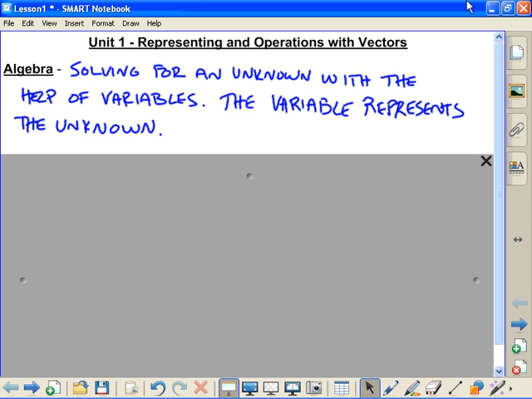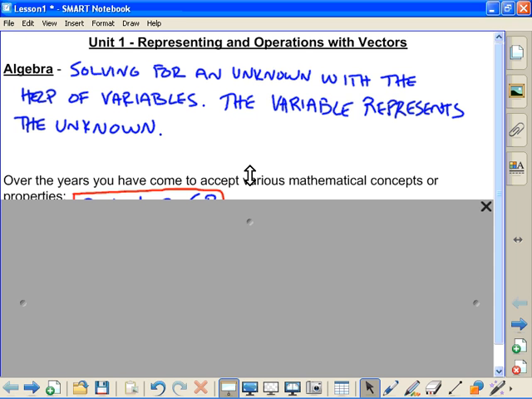So algebra, for example. Algebra is just a process for solving an unknown with the help of variables, and the variable is what represents our unknown. We're going to continue along with the theme of algebra that you've seen in the grade 9, 10, 11 courses. So that hasn't disappeared. We're just going to look at it a little bit differently this time.